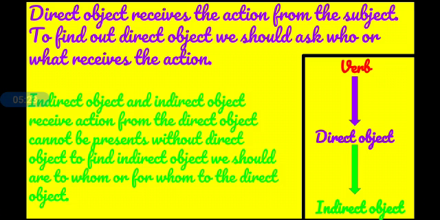So the action is being performed and it is directly received by the direct object, and the indirect object will be receiving the action from the direct object. That means an indirect object cannot be there without a direct object, whereas a direct object can be there without an indirect object. In order to find the indirect object, we should ask the question to whom or for whom. Most of the time the indirect object will be a person who is receiving the action, and the direct object would be a thing that would be receiving the action.